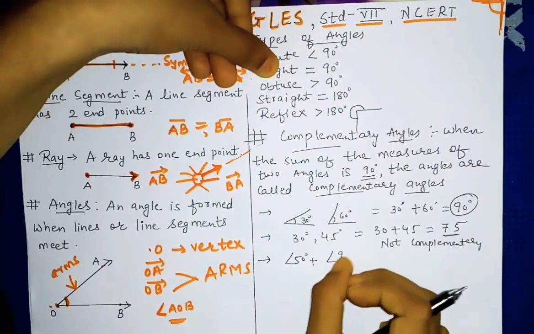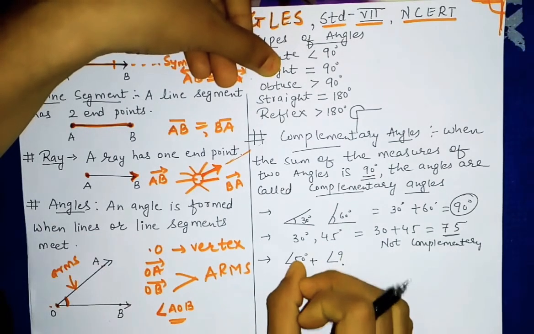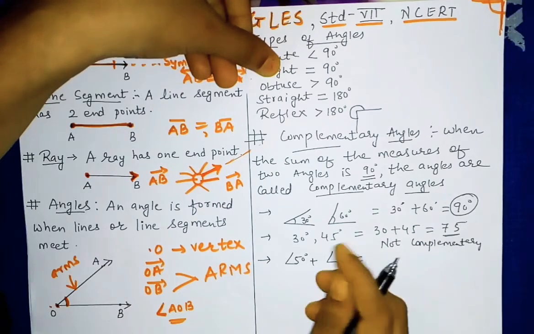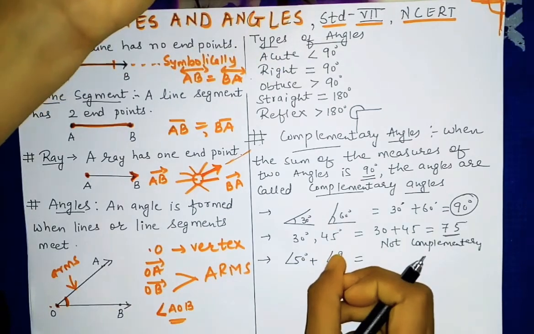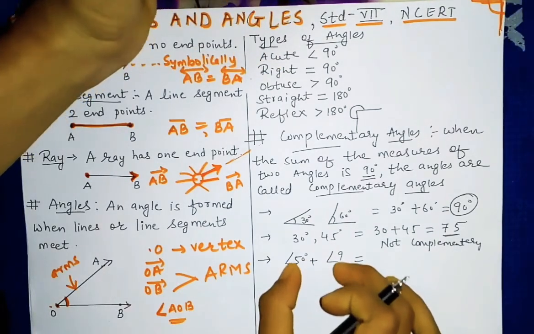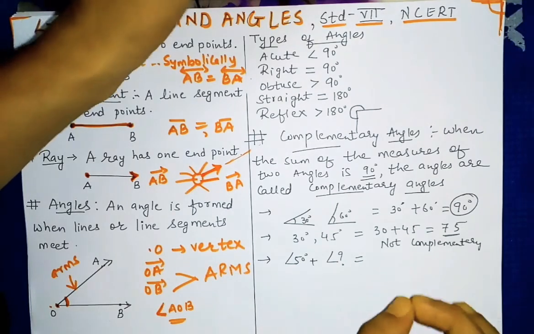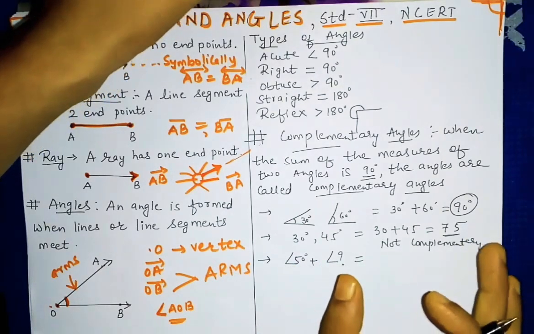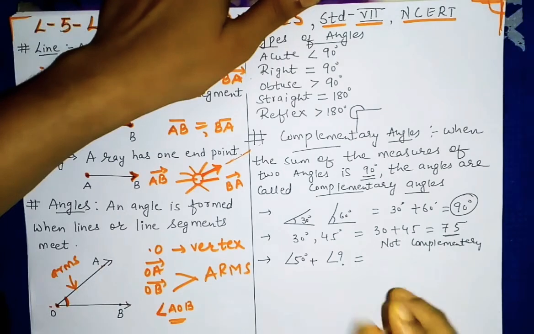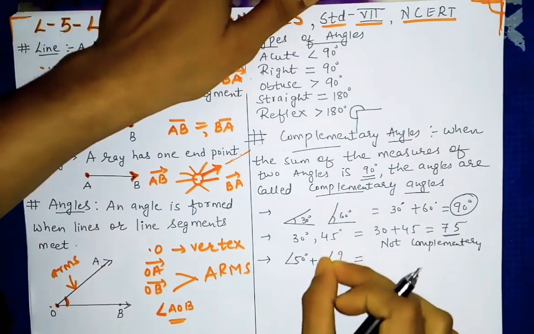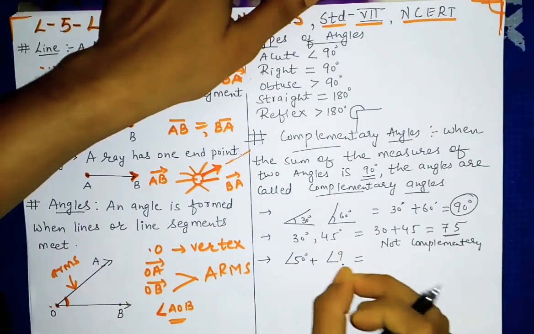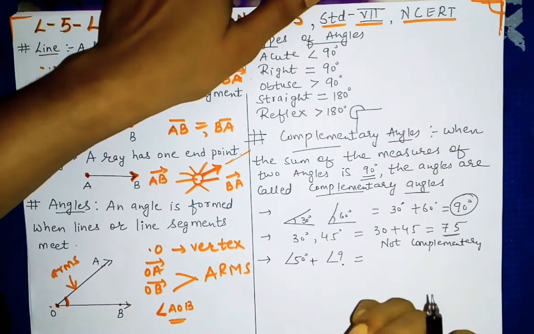Now they are asking what will be the measure of the other angle. One angle is given as 50, and what will the other angle be? They have given that they both make complementary angles. So now you know that they both are complementary, it is given. So complementary total is 90. So the other angle that we have to find, what will it be, so that it becomes complementary.